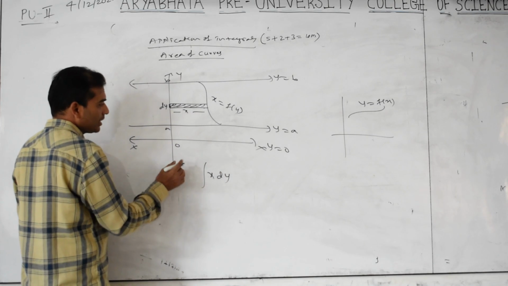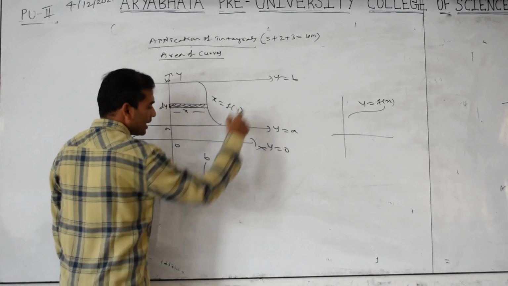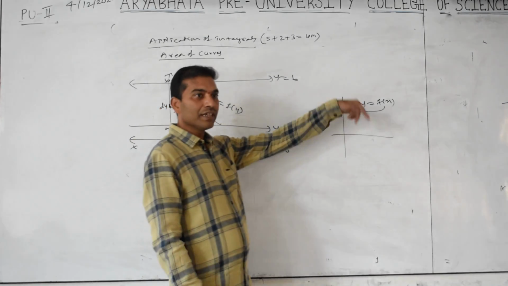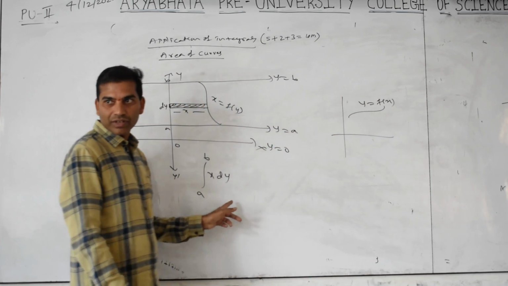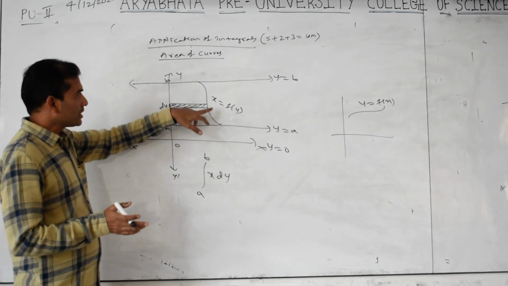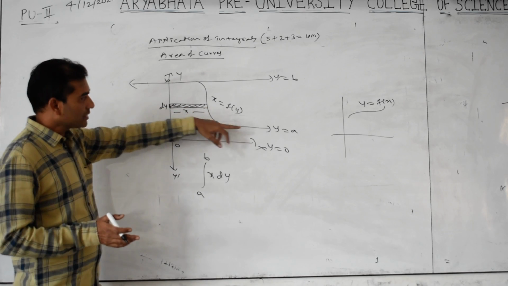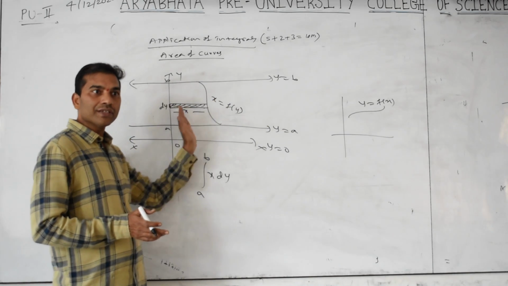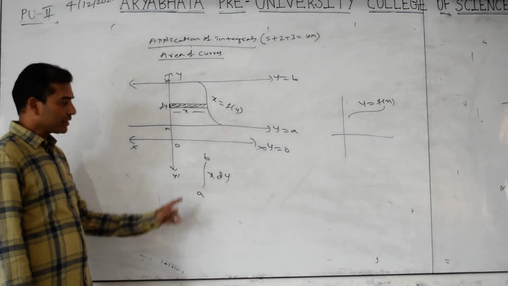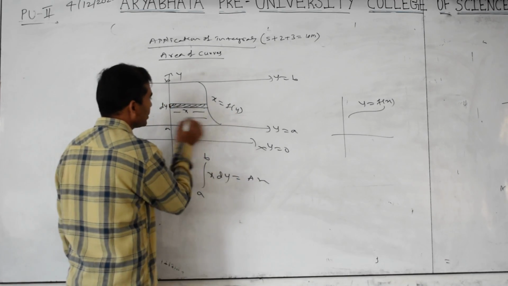Now apply integration. It is bounded by limits a to b. What limits are these? y limits. Here dy means y limits should be there; with dx, they are x limits. So integration of a to b x dy is the area bounded by the curve x equal to f of y and the lines y is equal to a and y is equal to b with the positive y axis. So integration of a to b x dy is equal to the required area, this whole area.